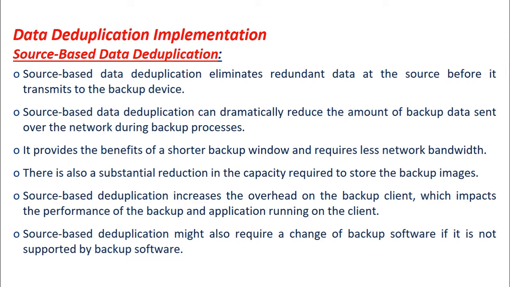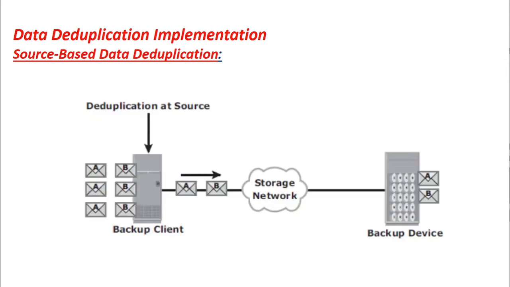Source-based deduplication increases the overhead on the backup client, which impacts the performance of the backup and the application running on the client. Source-based deduplication might also require a change of the backup software if it is not supported by the backup software, as it is shown in this diagram. So source-based data deduplication eliminates redundant data at the source. So the backup client is the source. At the source, redundant data will be eliminated before it is sent to the backup device. That is the source-based data deduplication.